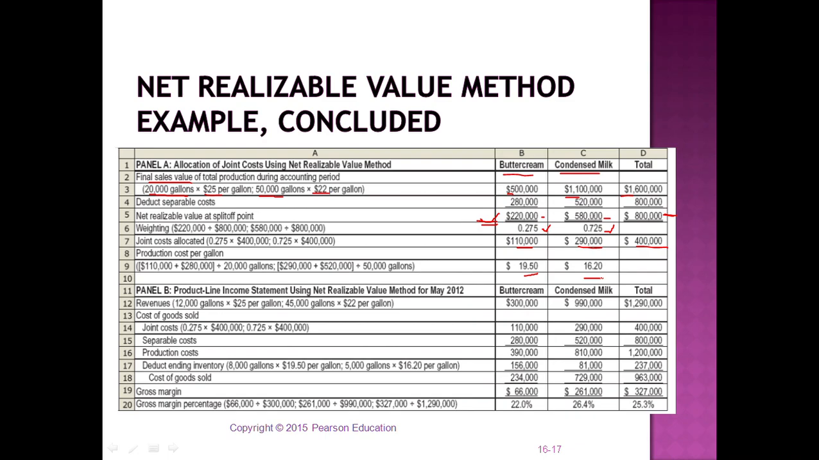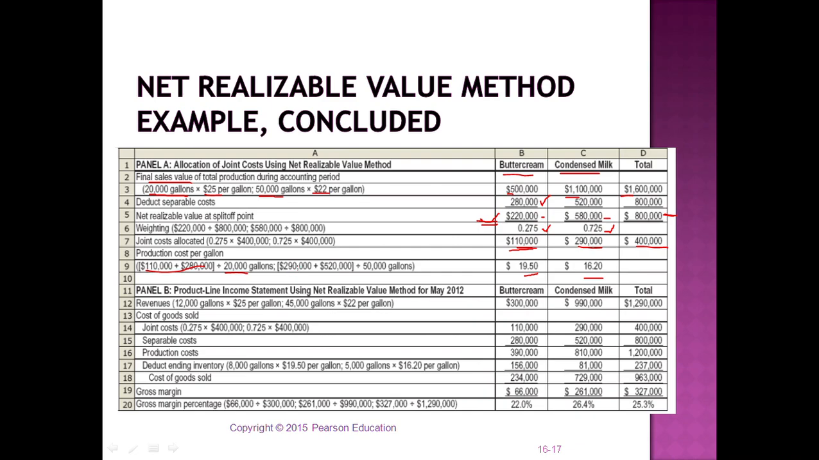Fine. So this is how you calculate the total cost. Sorry, I made a small mistake here. Not 110,000. What you need to do is, 110,000 is the joint cost, right? So the joint cost plus the separable cost will give you the total cost, right? So you take this 280 plus 110, that will be the total cost divided by the number of units produced.